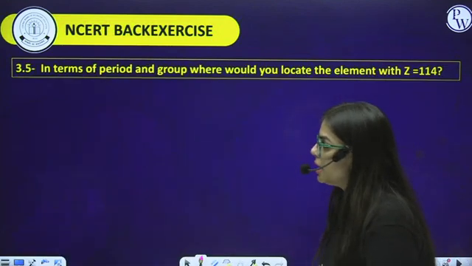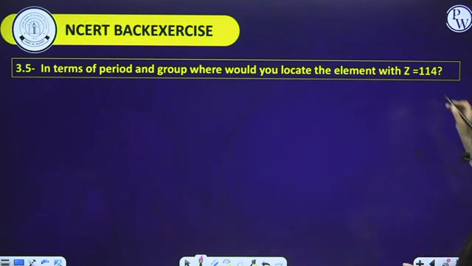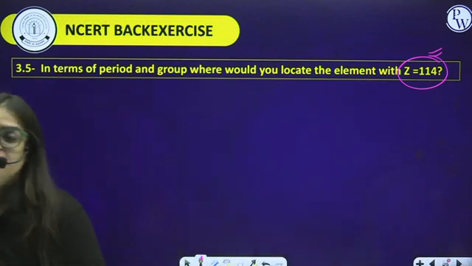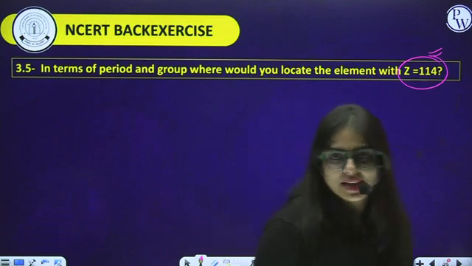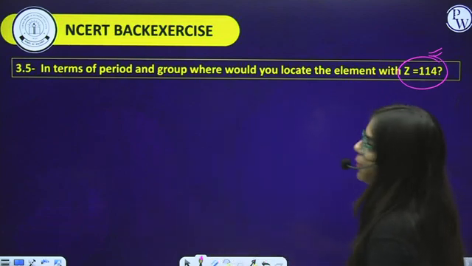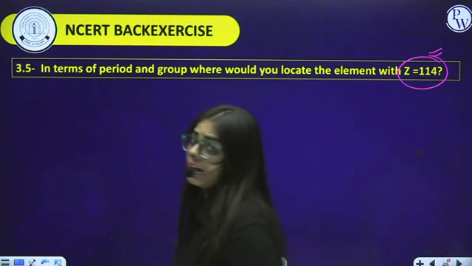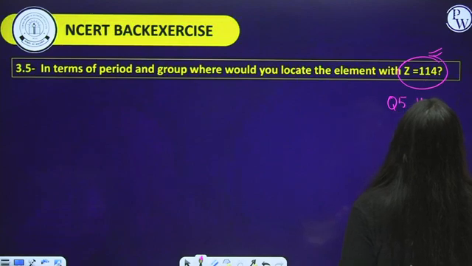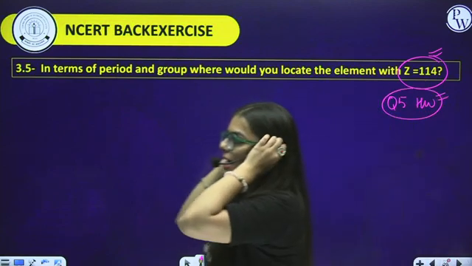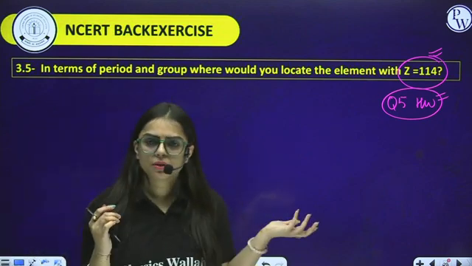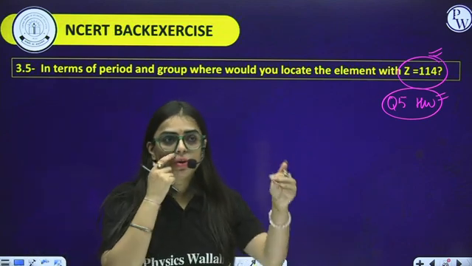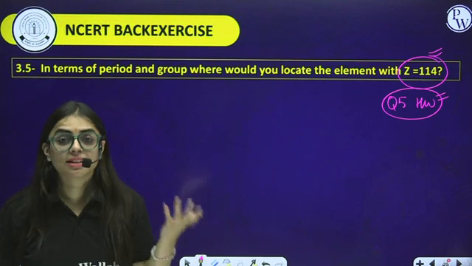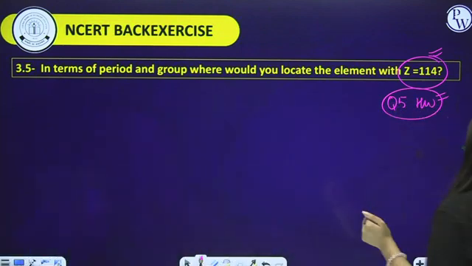Next is question 3.5. In terms of period and group, where would you locate the element with Z equal to 114? Yes, students, where are you going to locate the element 114? You very well know the answer, because we have done the periodic table. Now we have only done the prediction section. So this is question number 5 as your homework. See, I want you all to practice as many questions as you can. I will be solving questions over here, but until and unless you try to solve it, you won't get it. The more questions you practice, the more the concept becomes clearer, right? This is question number 5.